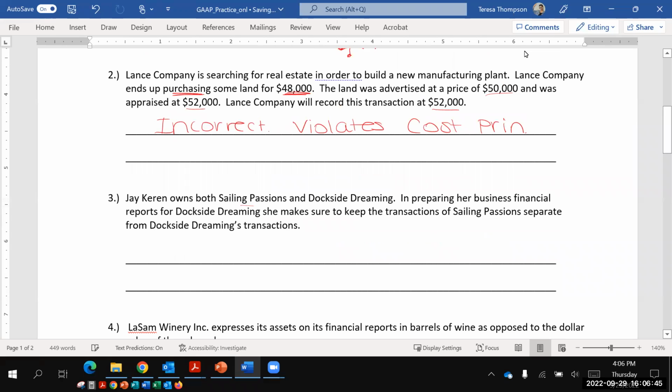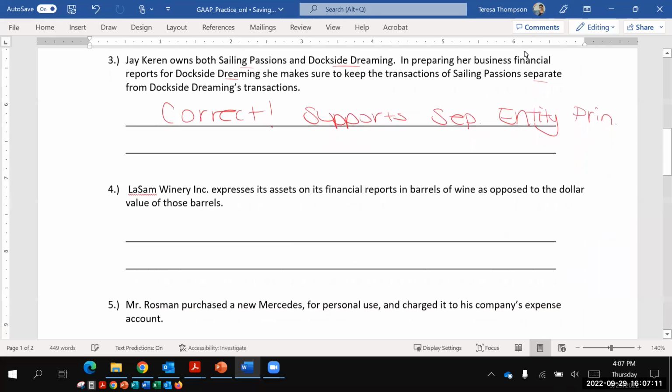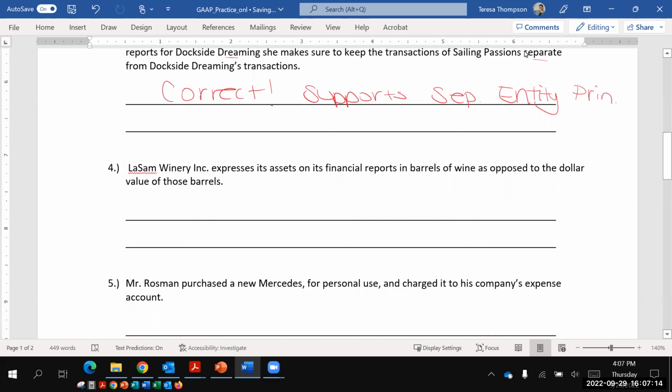Here we have an owner who owns 2 small businesses, and in preparing her financial statements for one, she makes sure to keep all the transactions of the other separate. Woohoo, correct. Great work there, because that supports the separate entity principle, also sometimes called the business entity principle. All right, here we have a winery. They have chosen to express their assets in barrels of wine instead of the dollar amount. No, that's incorrect. It violates the monetary measurement assumption.